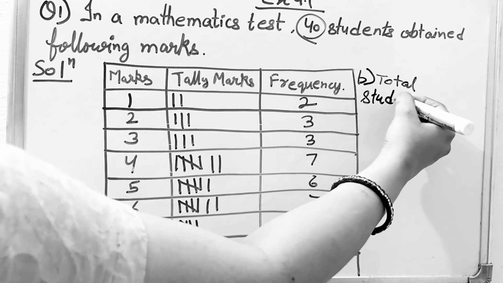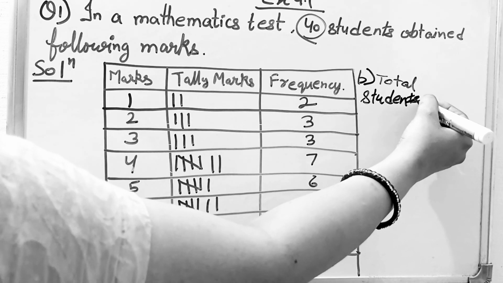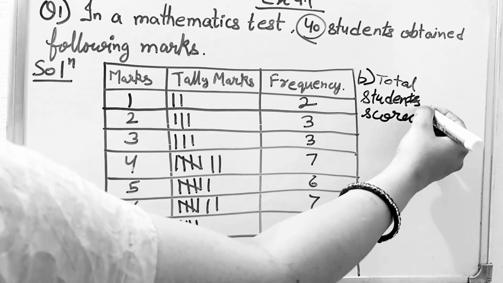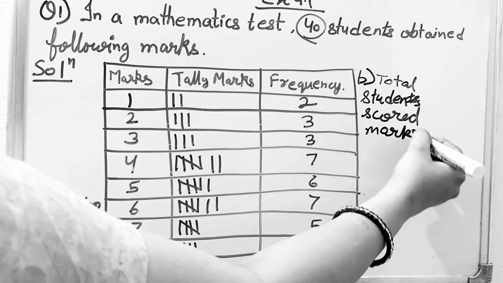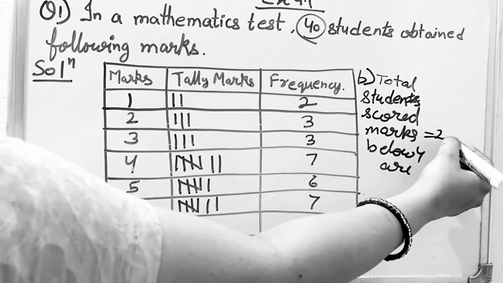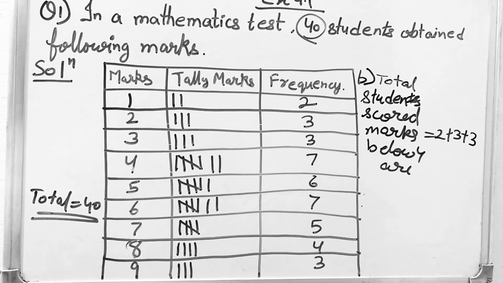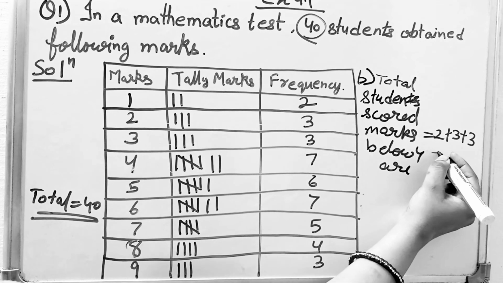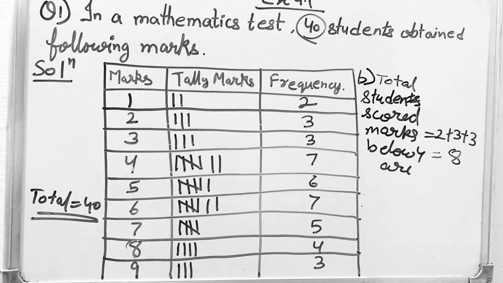So we can directly write, total students who scored marks below 4 are 2 plus 3 plus 3, and this comes to 8. So there are 8 students who obtained marks below 4. So this is how we will arrange our data, and from that data we can find out different information.